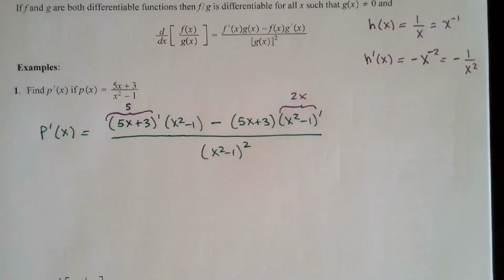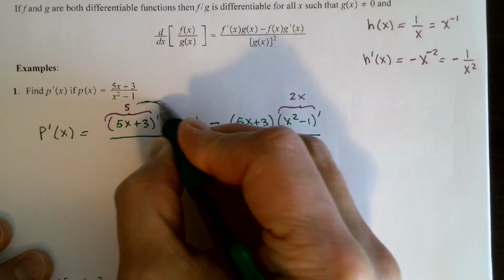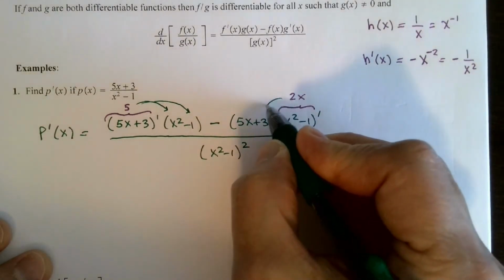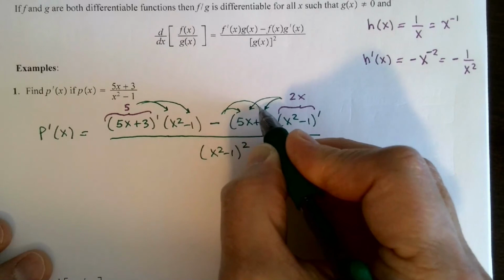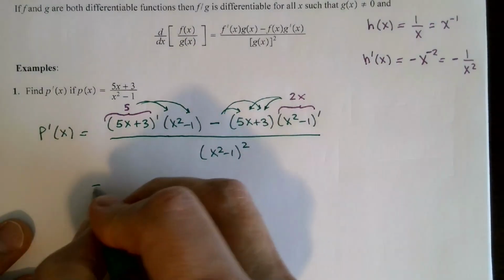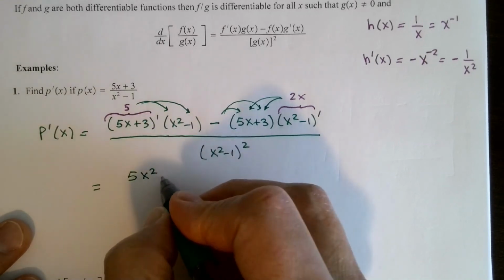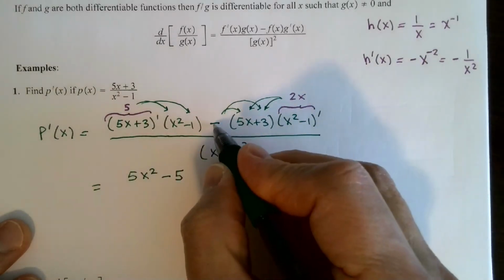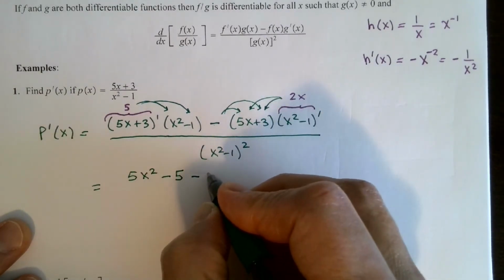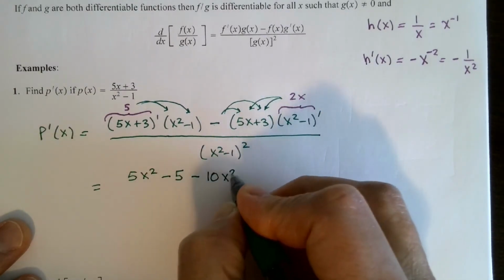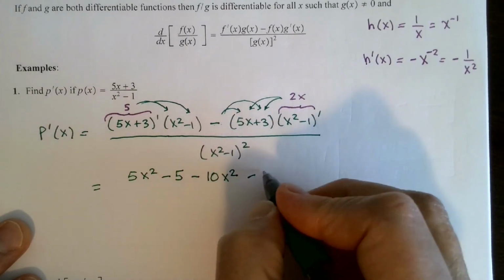And so if I clean this up by distributing, right, distribute this 5 through, and be careful, I'm going to distribute the 2x through, but I've also got to distribute this negative 1 through. So when I simplify, I get 5 times x squared. 5 times negative 1 is negative 5. And then negative 5x times 2x. Negative 5 times 2 is negative 10x squared. Negative 3 times 2x is negative 6x.